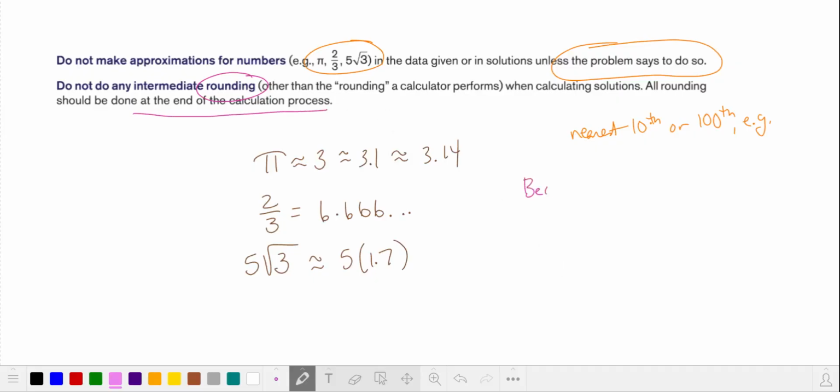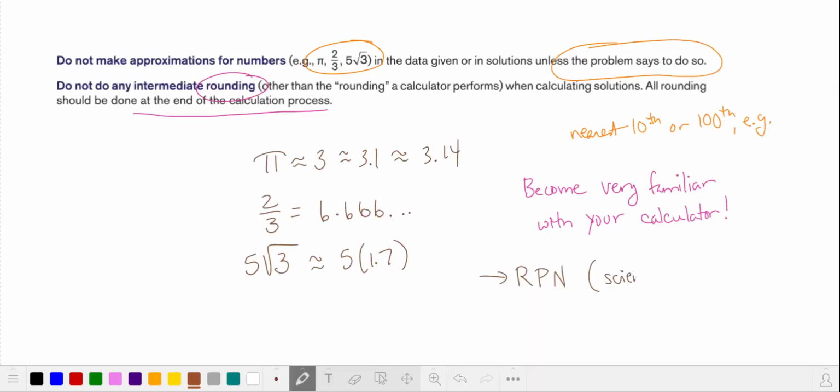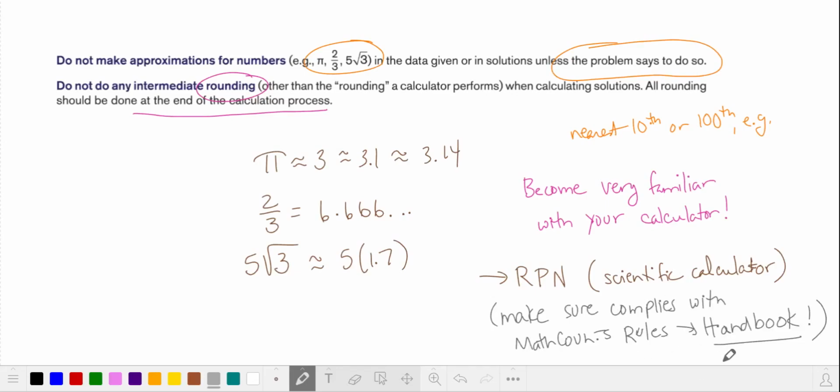A good tip is to become very familiar with your calculator. If you don't currently have a calculator, I recommend a calculator that uses reverse Polish notation. It's abbreviated RPN, and sometimes it's called a scientific calculator. This allows you to store a lot of intermediate numbers and makes it very easy to save all of your rounding until the very end. Whatever calculator you choose, make sure that it complies with the MathCounts rules. You'll find the most current rules again in the handbook.